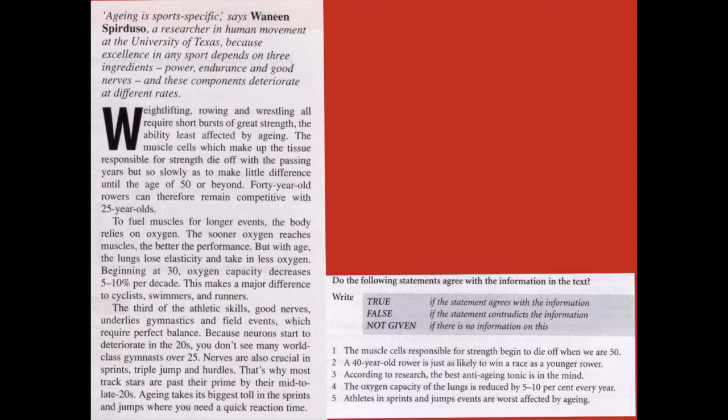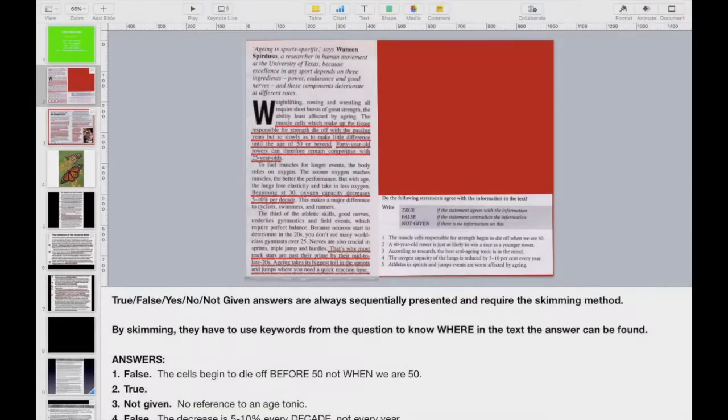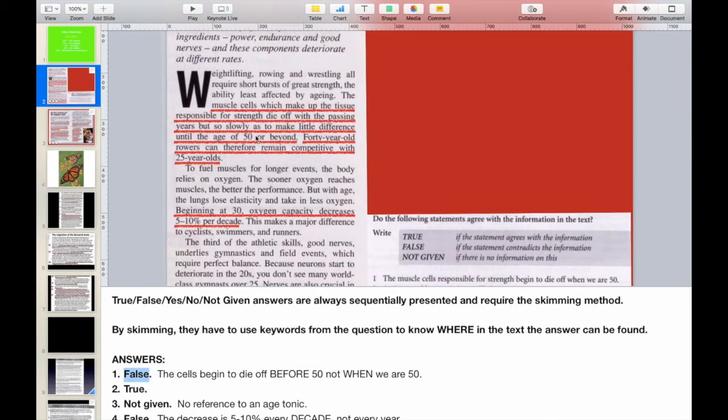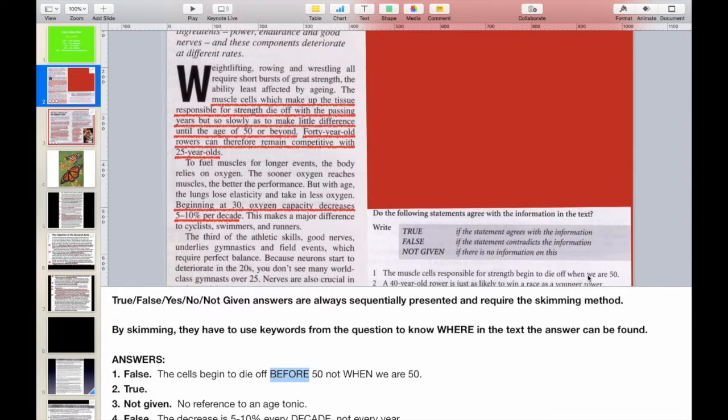So the clue is over here. Now the words muscle cells are coded here and the number 50 is over here. So you let a student read this part of the text and then you ask them what the answer is for number 1. Definitely the answer should be false, because the keyword here is "until," which is different from, of course, the word "before," from the word "when" we are at 50 in this case.